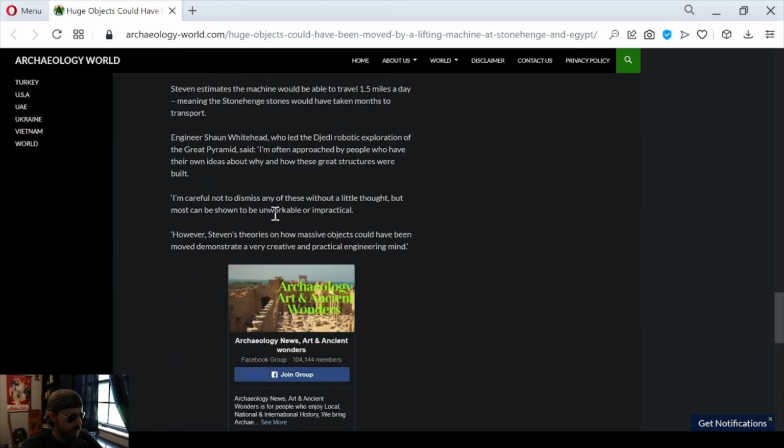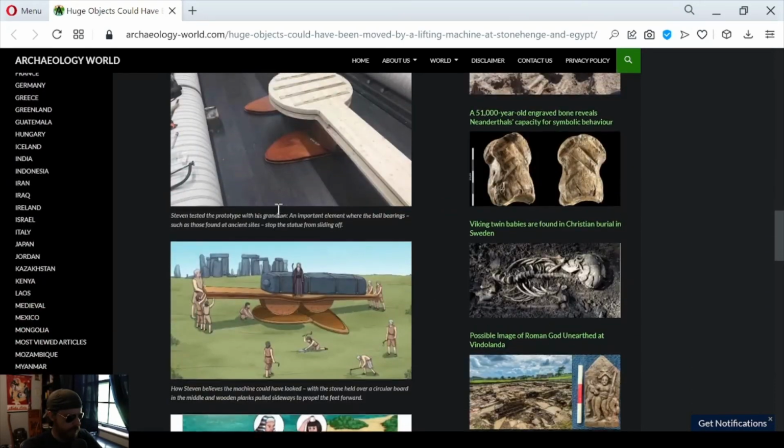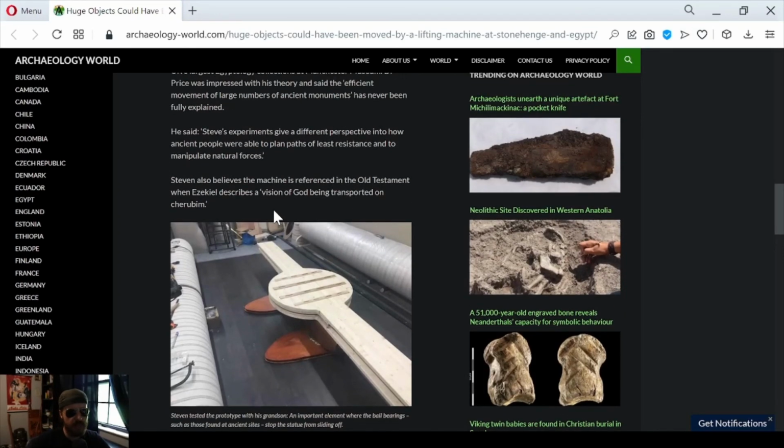mind. And that's the end of the article there, but I still think that this is rather interesting because it doesn't seem too far-fetched. Now, does this mean that they specifically used this specific tool? No, perhaps not. But I think it gives credence to the idea that they could have used something like this to show that it is plausible for them to be able to move such large structures.